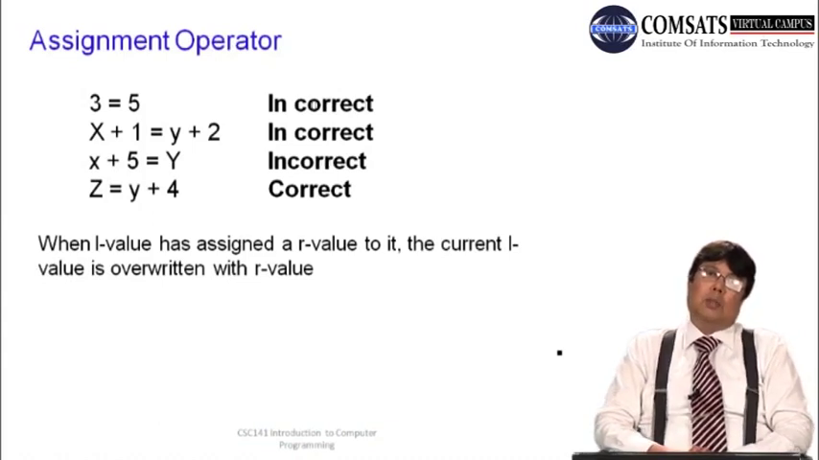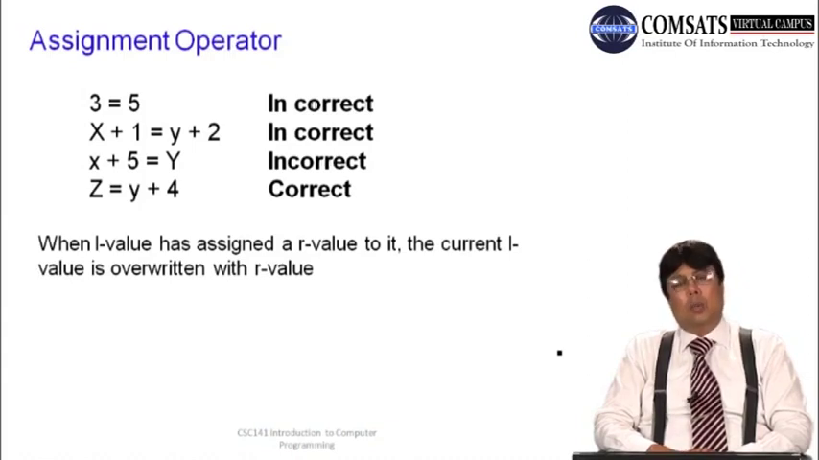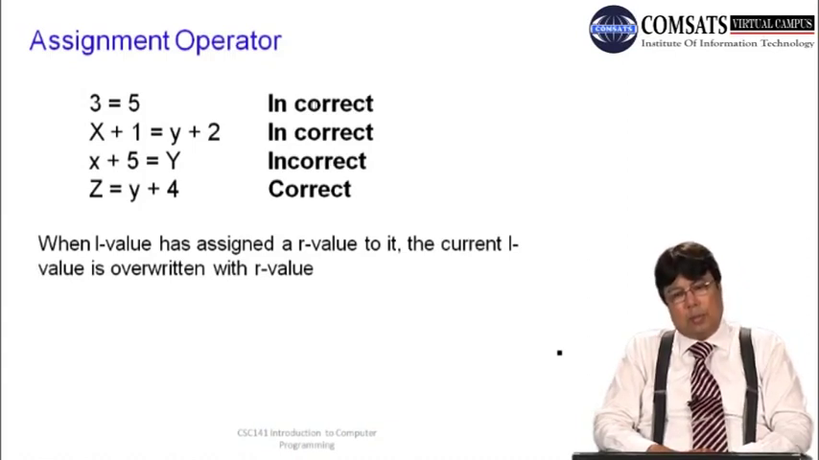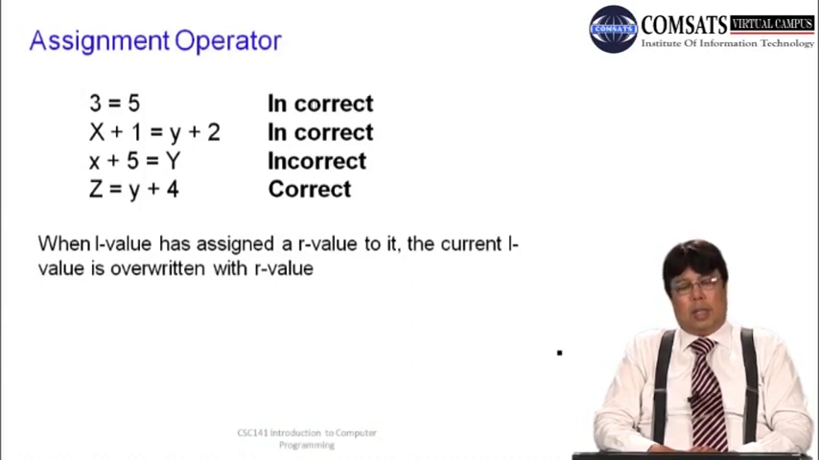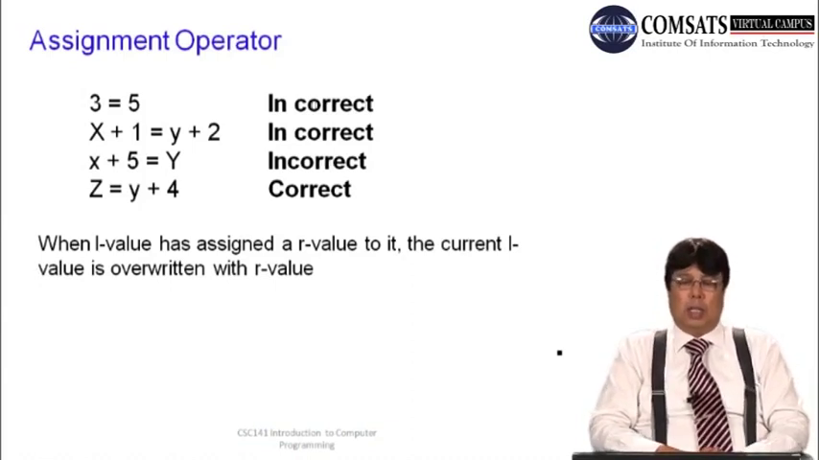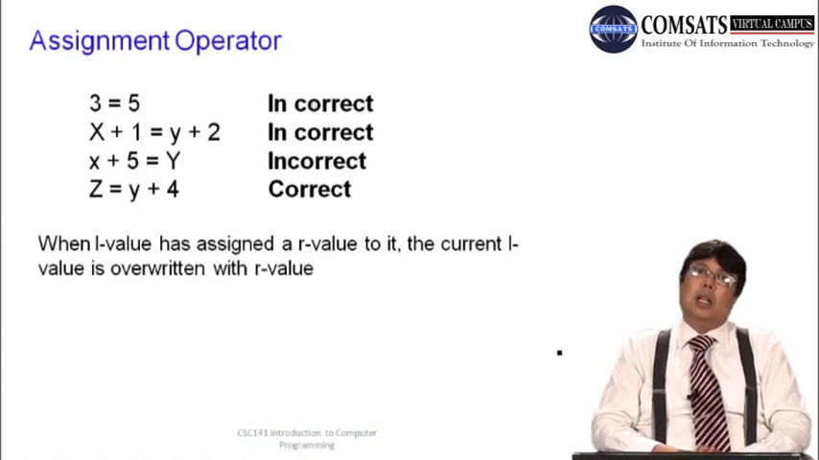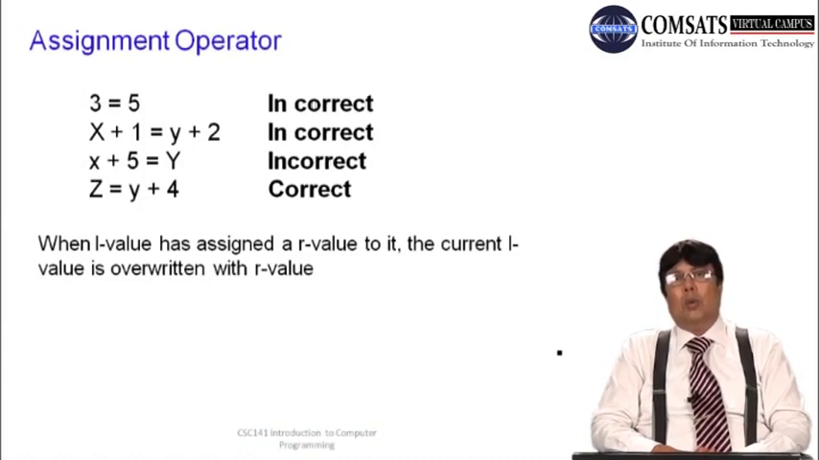Similarly, x plus 5 is an expression. You cannot assign any variable content to an expression. हाँ, z is equal to y plus 4. This is correct. क्यों? क्योंकि R वैल्यू जो है that is an expression y plus 4 which you can assign to a variable L value, and L value is a variable which is z, so this is a correct assignment.